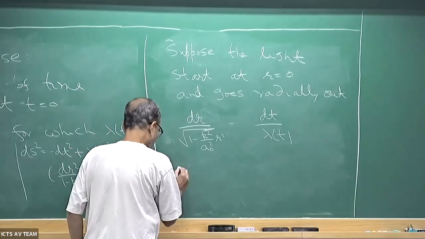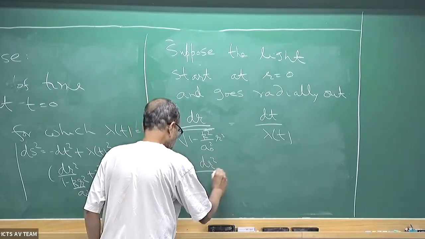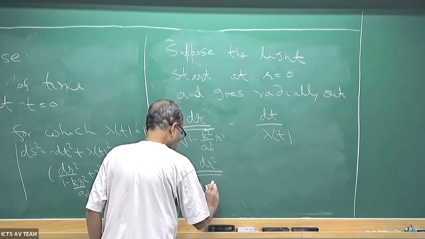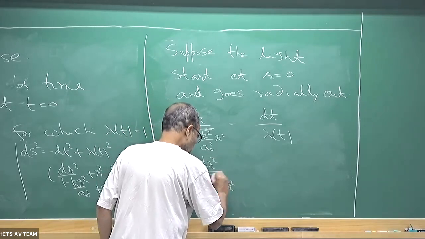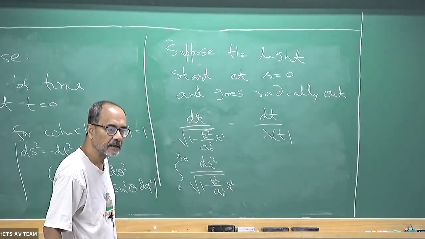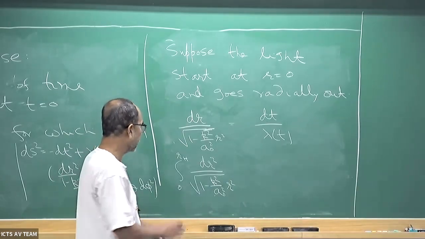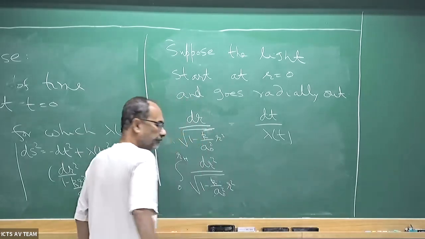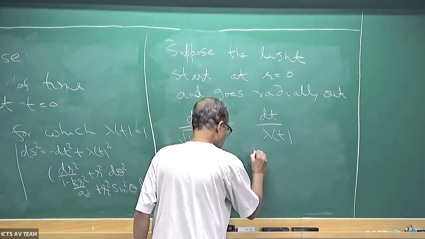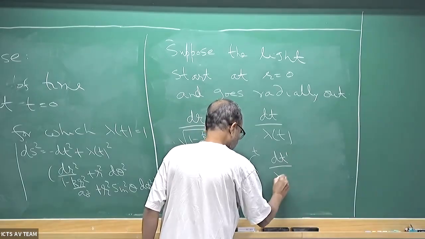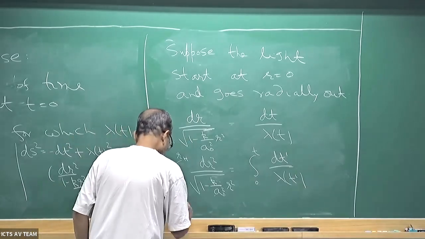So the formula for RH is the integral from 0 to RH of dr over the square root of 1 minus k over a0 squared r squared, which is equal to the integral from 0 to t of dt prime over lambda of t prime. So this gives you RH as a function of t.